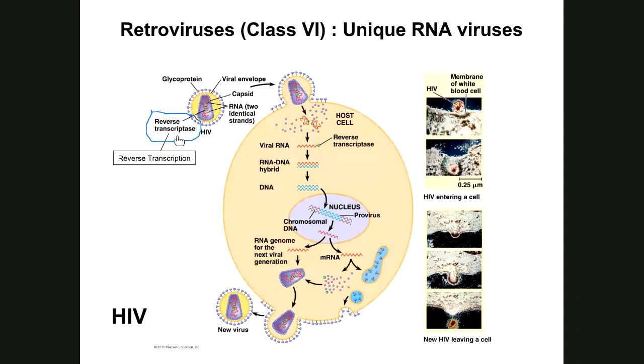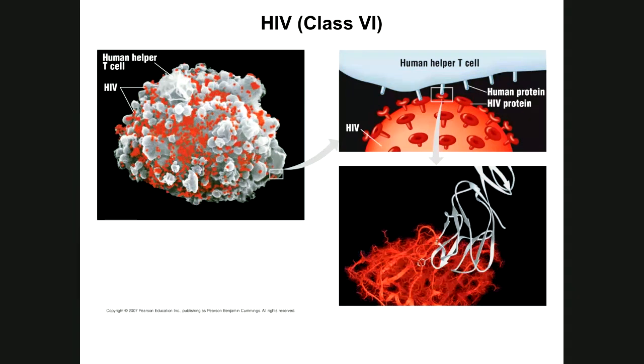So if you ever hear a lab technique called RT-PCR, they actually use this enzyme, which came from HIV. Scientists are always trying to figure out, okay, this is a very evil virus, but let's see if we can use it to our advantage, at least part of it.